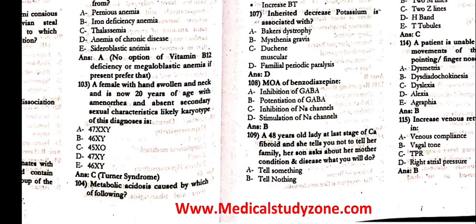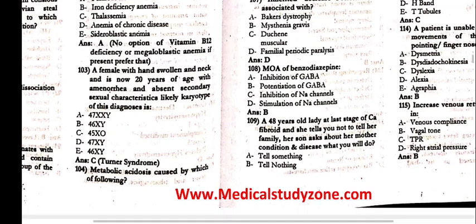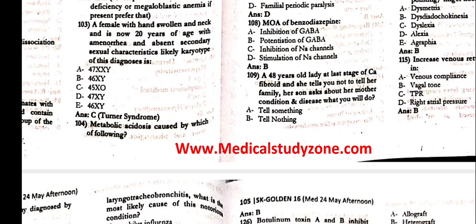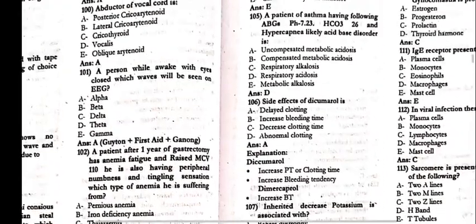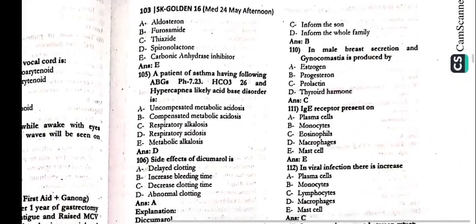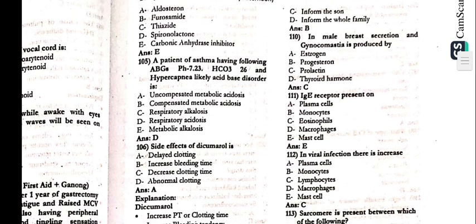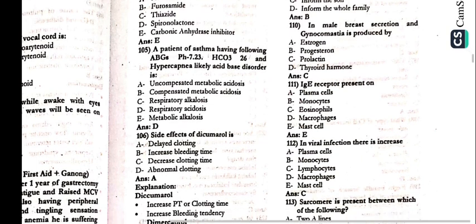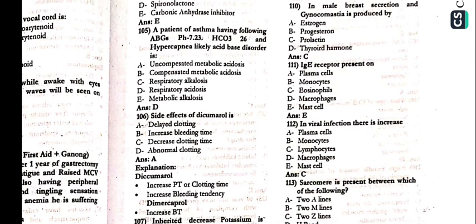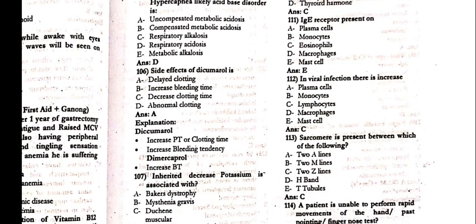103: the female had a swollen hand and neck and is now 20 years of age with amenorrhea and absent secondary sexual characteristics. That is Turner syndrome. 104: the metabolic acidosis is caused by which of the following? That is definitely the carbonic anhydrase inhibitor. The patient with asthma having ABG pH 7.2, bicarb 26 and hypercapnia. Likely acid-base disorder would be respiratory acidosis. Side effect of dicumarol is delayed clotting.